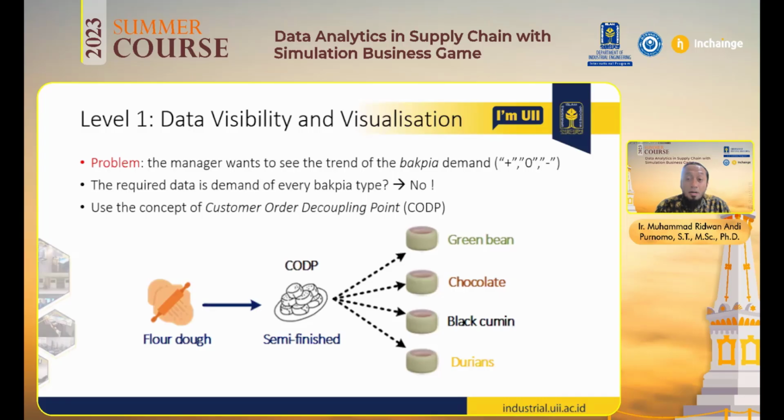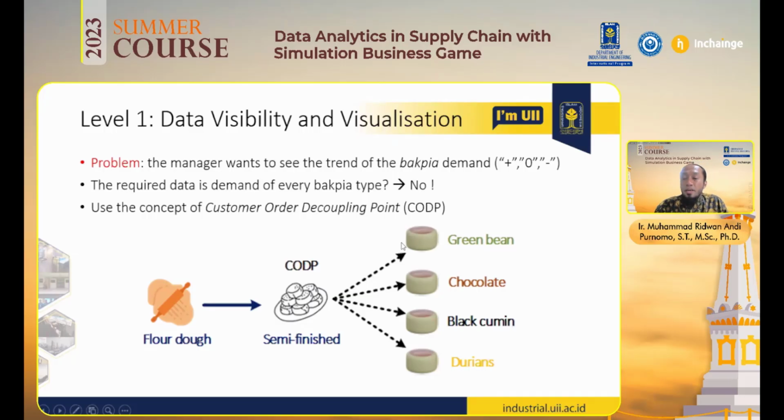Okay, this is an example of incorrect data required determination. We cannot use demand of every bakpia type as the data to know the trend of the bakpia demand. Why? Because if we try to analyze the production process of bakpia, not only data analytics actually, we also need to understand the concept of the production system, production planning as well.